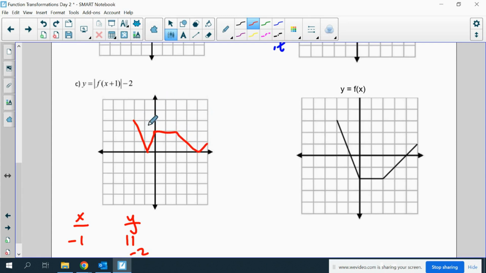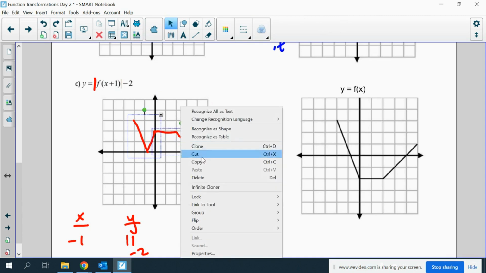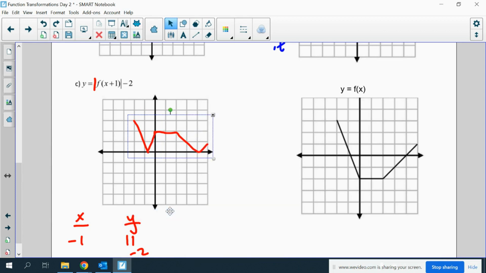So if I take this absolute value graph here, then what I can do is I can take this picture and then if I move it down 2, that'll take care of everything that happened with the y's. Then I can just move it to the left 1, and then that will actually be exactly what happens to every point.